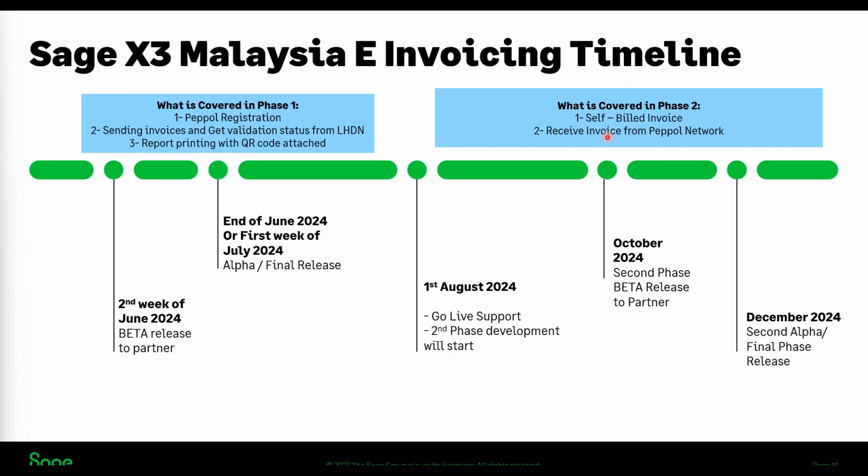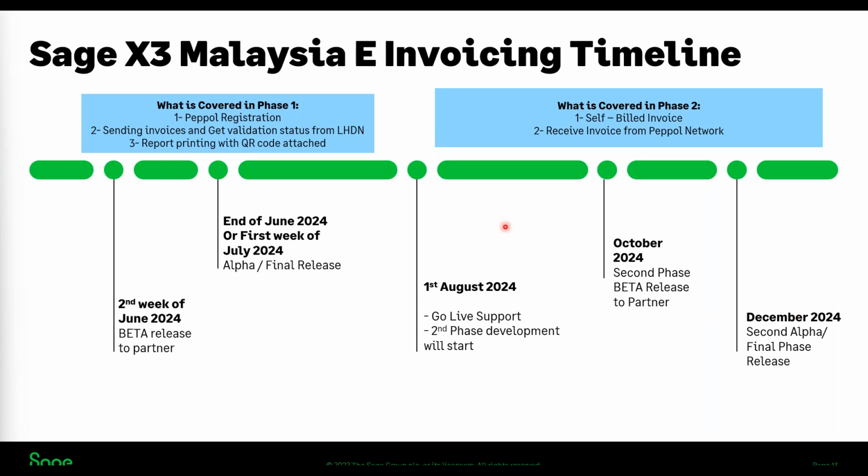Okay, what is covered in phase 2 of Sage X3 Malaysia e-invoice? Okay, we will cover the self-bill invoice. I know some of you have a question on the self-bill invoice. At this moment, we are not covering self-bill invoice. During the phase one release, we will not cover the self-bill invoice. Self-bill invoice will only be available by end of December 2024 when we release the second phase for this Malaysia e-invoice.